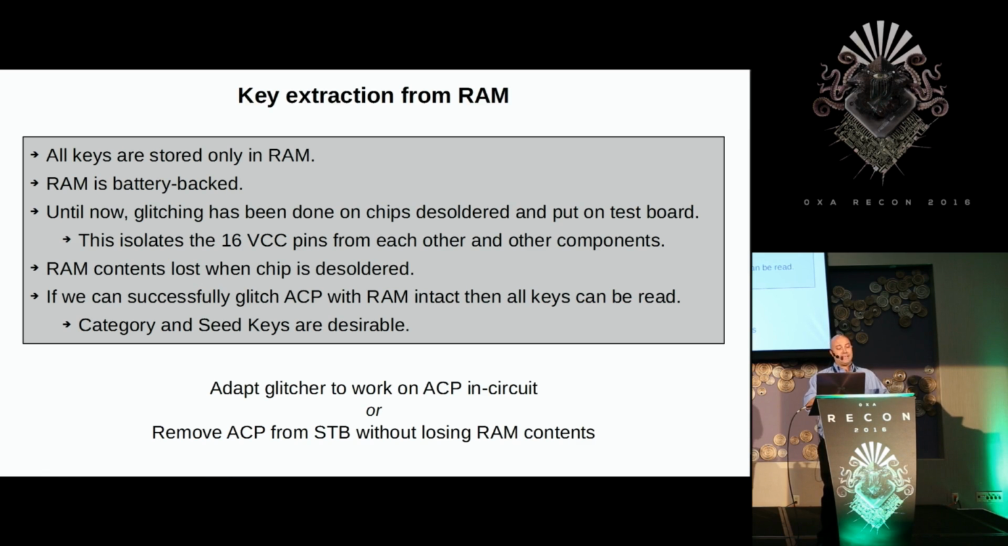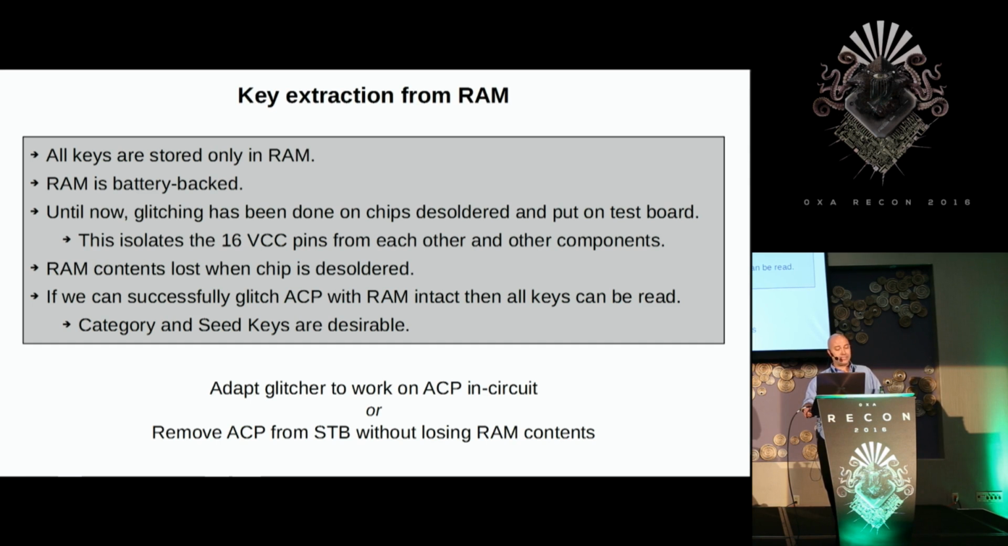So the interesting keys in the ACP are all stored in the RAM only. This includes the working, the program, the category, and the seed keys. The RAM is battery-backed. If the seed keys are ever lost from RAM, the ACP can no longer process ECMs. It can no longer process EMMs, and so it's totally useless.